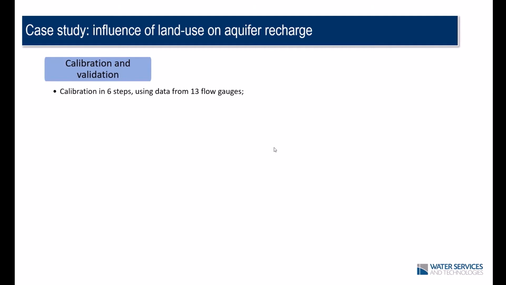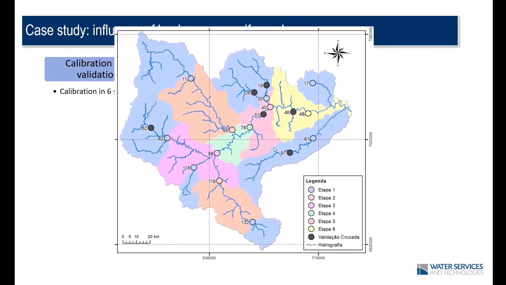So for the calibration, we had 6 steps using data from 13 flow gauges. Here in this picture, we can see the steps. The blue watersheds here were calibrated in the first step, and the orange watersheds were calibrated in the second step, and so on.